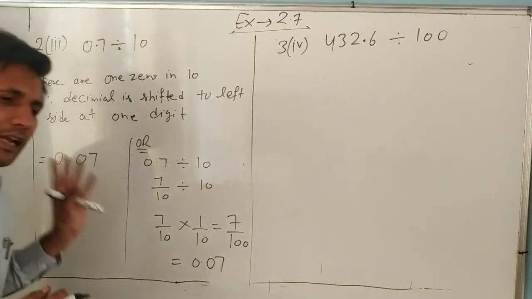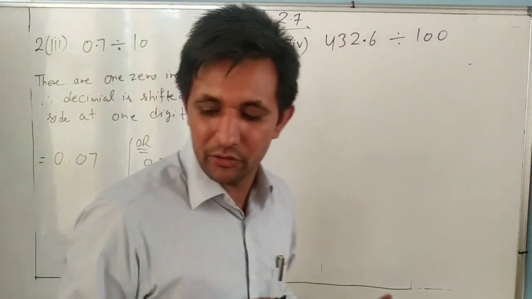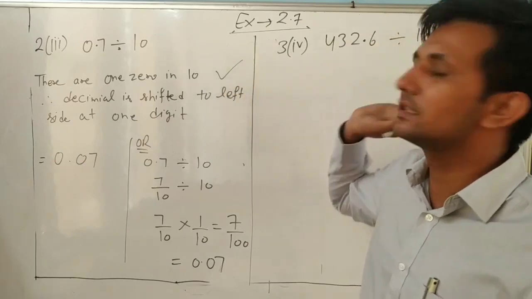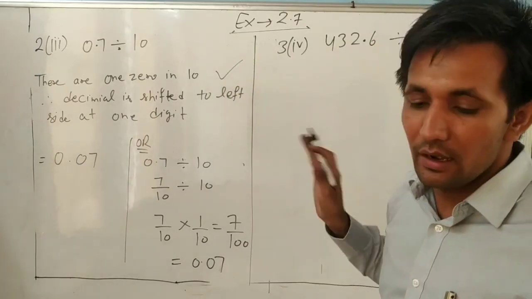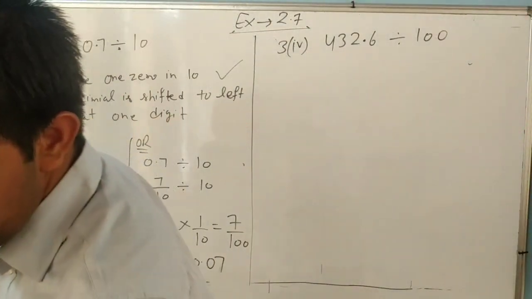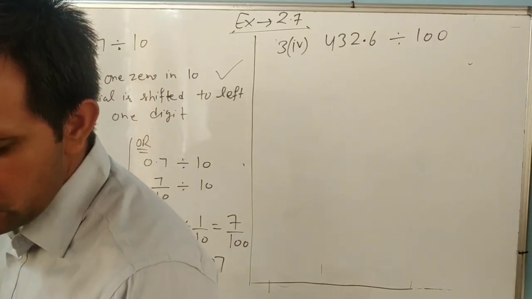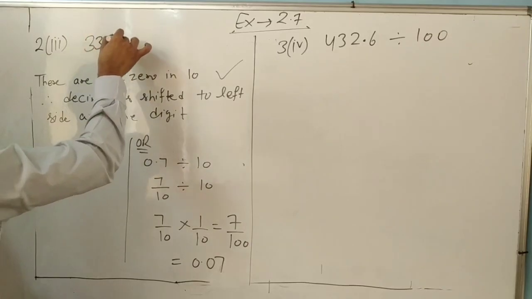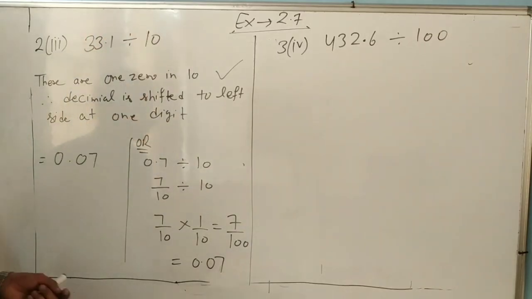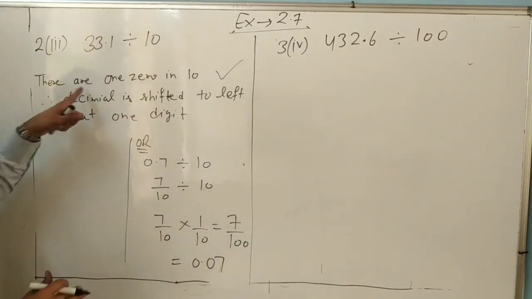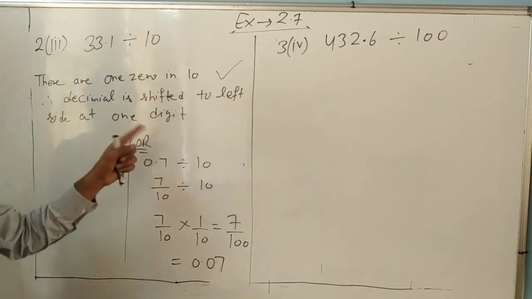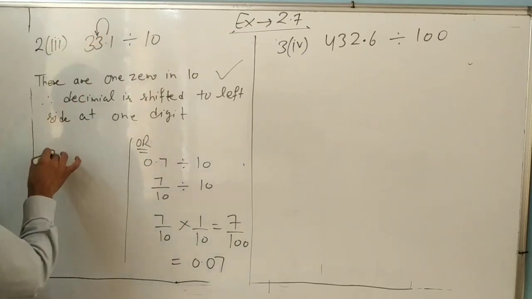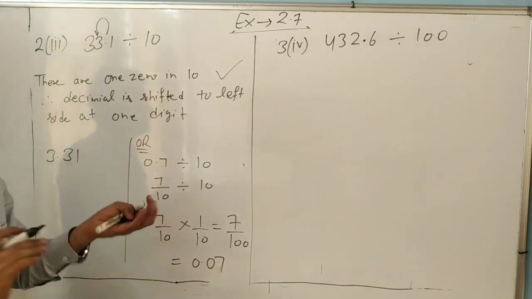Understand? So same for all other parts of the second question. In all parts we are dividing by 10, so we will follow the same method. Understand or not? If you want to ask, suppose you want to ask the fourth part. 33.1 divided by 10. The same process we will follow. There is 1 zero in 10. It is set on the left side by 1 digit. So it will come here. So 3.31. Very simple, dear.